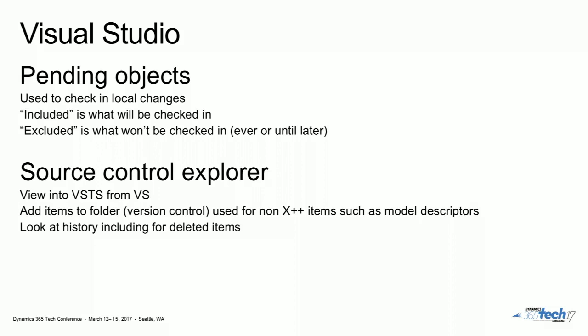The Source Control Explorer was the main window on the left side when I was in there a little bit. It showed the VSTS tree view on the side, and then the folders in the right pane of that left window. I showed you Add Items to Folder for non-X++ things like model descriptors. And then there's History. The toolbar up there also lets you look at what's deleted. Since you're looking at version control, you can see the things that are deleted and look at the history on them, which is handy.